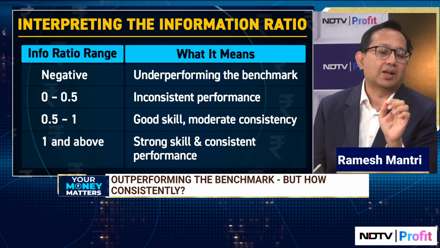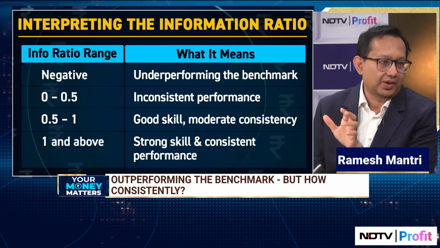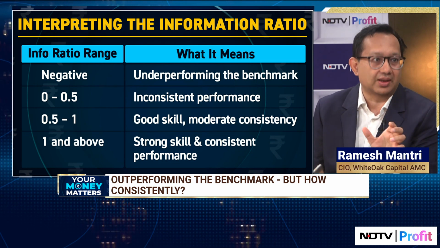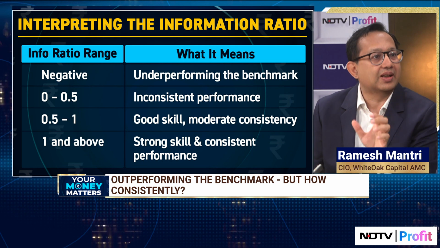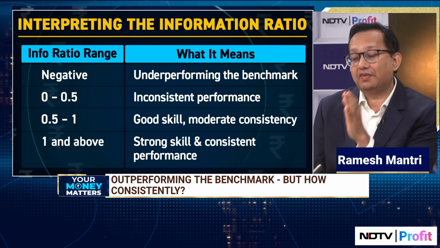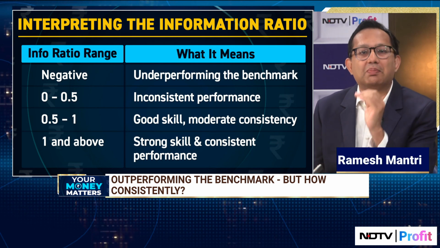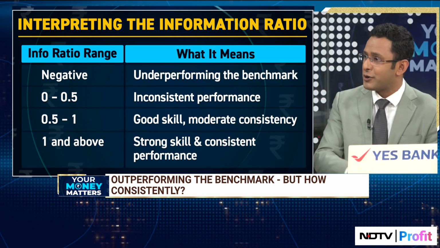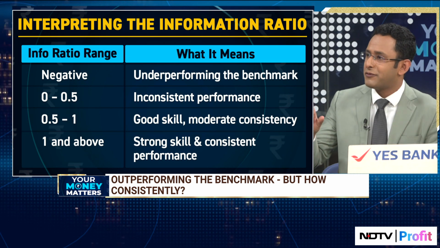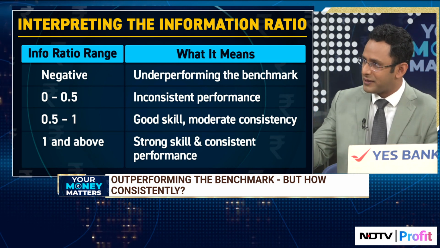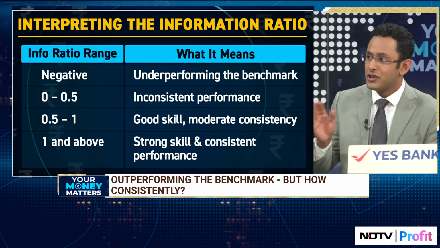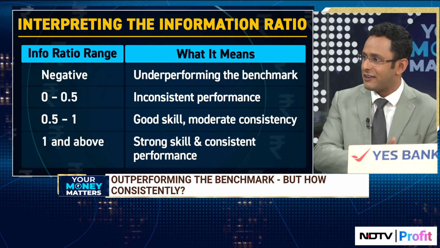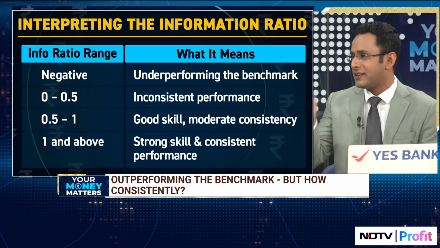If the number is 0.5 to 1, the manager has good skill in beating the benchmark. And if the number is above 1, that means it's very strong. Fantastic. So the higher the number, the better it is, because the number of times that he has deviated from that is not significant. So he's been more consistent than everybody else, and he's certainly been better than the benchmark.